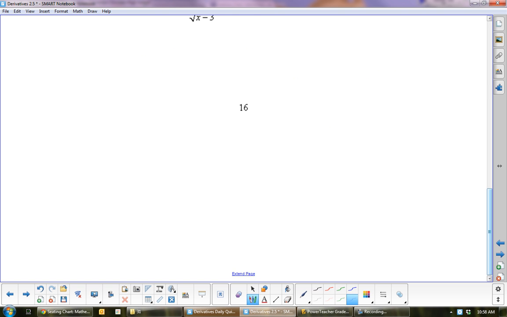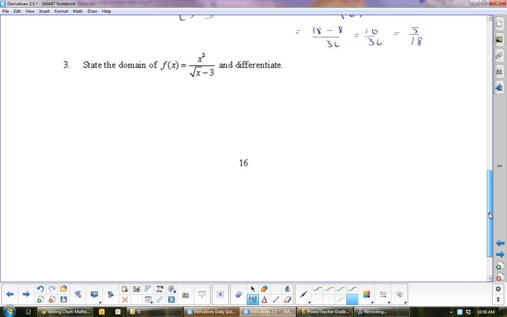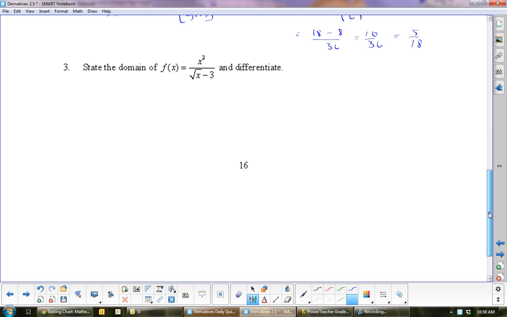Okay, state the domain. What's the domain of this one? X cannot equal 9. Now some people have a hard time just looking at that, so you can always do this statement: root x minus 3 cannot equal 0. Root x cannot equal 3. You'd square both sides. X cannot equal 9. Okay, so that would be our domain.